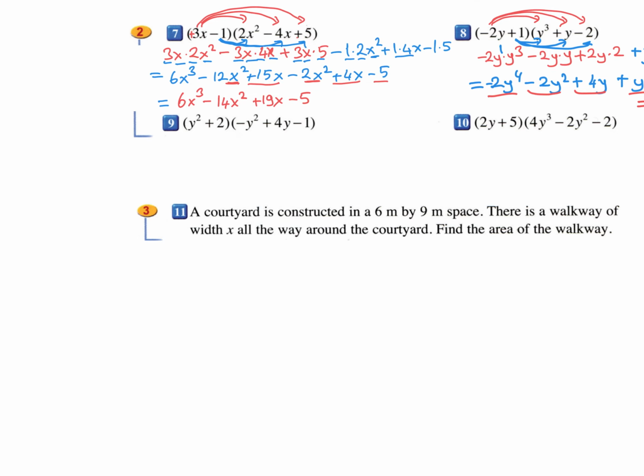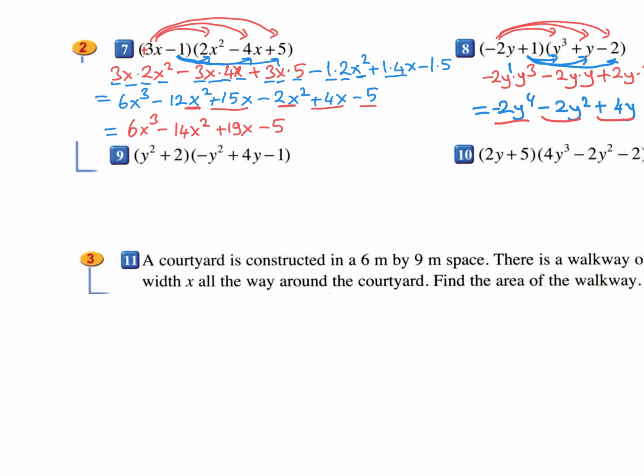Then let's see the ninth one, which is minus y square times minus y square.